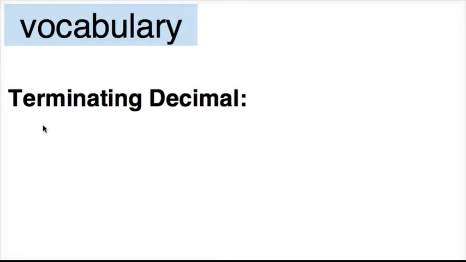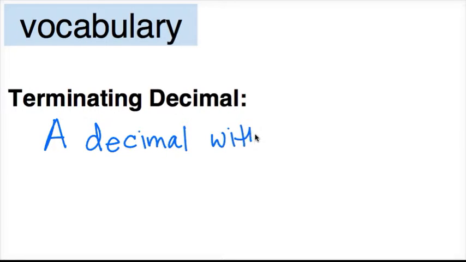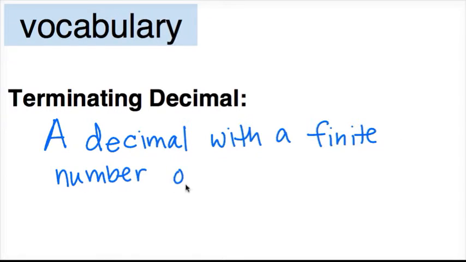So we need a definition of that. Terminating means to end. If you're terminated from your job, it ends. The official definition we want you to have, though, is a decimal with a finite number of decimal places.